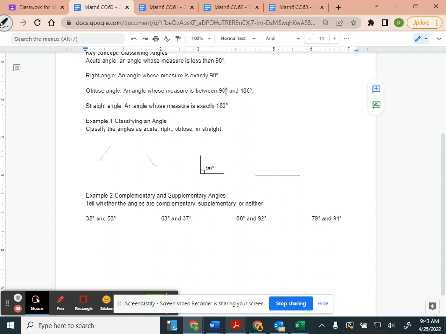Our first angle looks like this. If we're going to classify it, we have to give it a name. Which name would we give to that angle, Tristan? Acute. This one doesn't show up too dark. It looks like that. What type of angle is that, Josie? Obtuse, because acute is smaller than 90 degrees. Obtuse is bigger than 90 degrees.